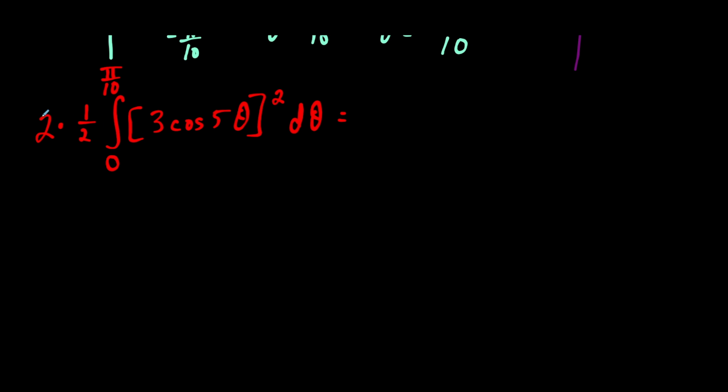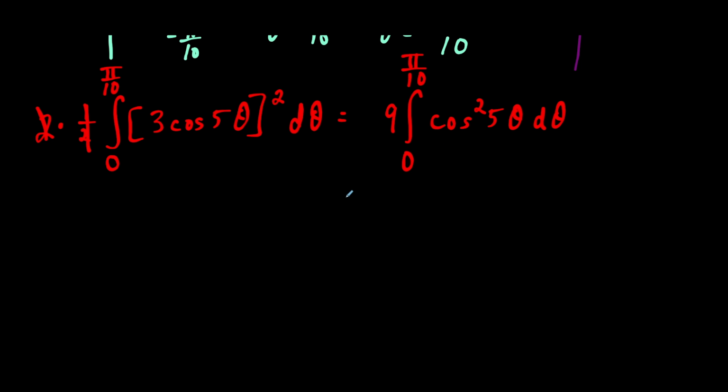So then to work this out, first we'll simplify a bit. We have 2 times a half going away. On the inside, we have 3 squared is 9. So we'll just take the constant outside the integral, and we're going from 0 to pi over 10. And we're left with cosine squared of 5 theta d theta.